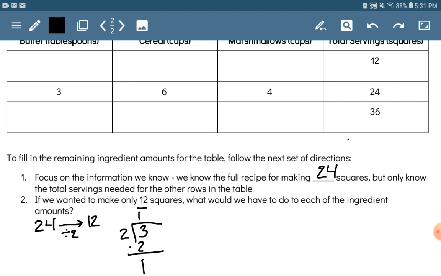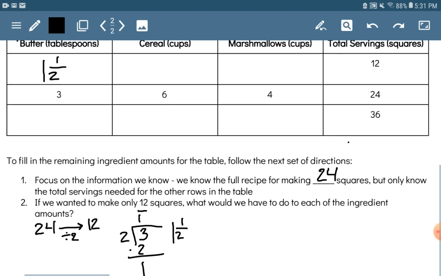It goes in 1 whole time with 1 left over out of 2. Meaning, to make 12 Rice Krispie squares, I would need 1 1/2 tablespoons of butter. I'm going to go ahead and fill in my table knowing that information. And now I'm going to move on to my next ingredient, which is cereal.